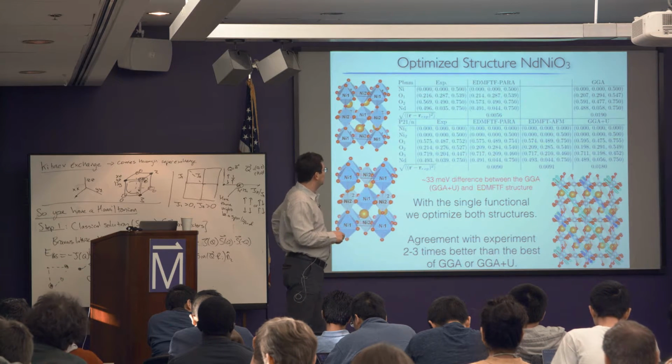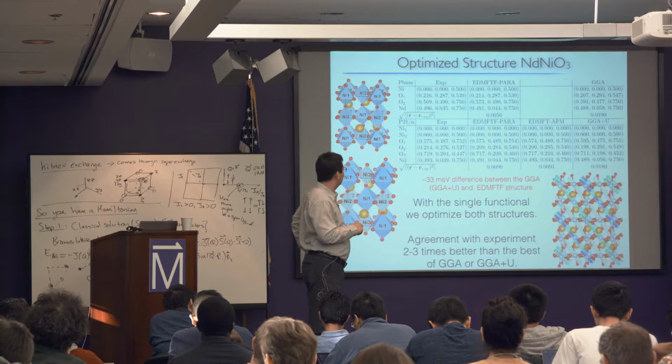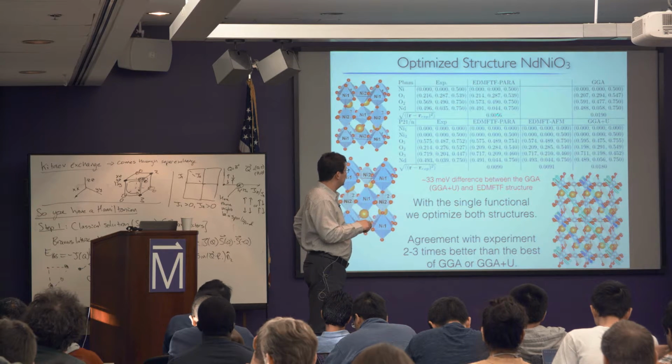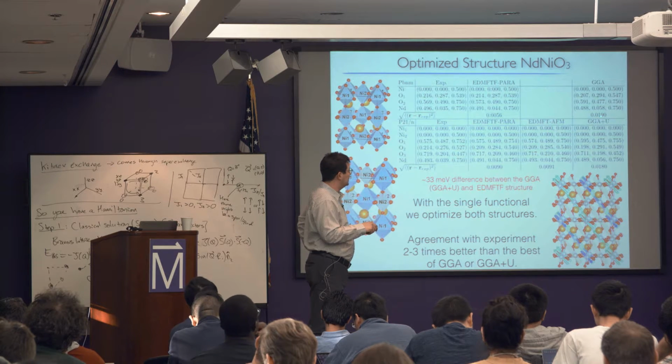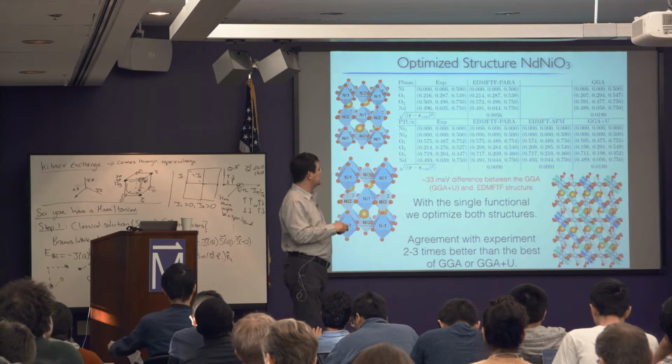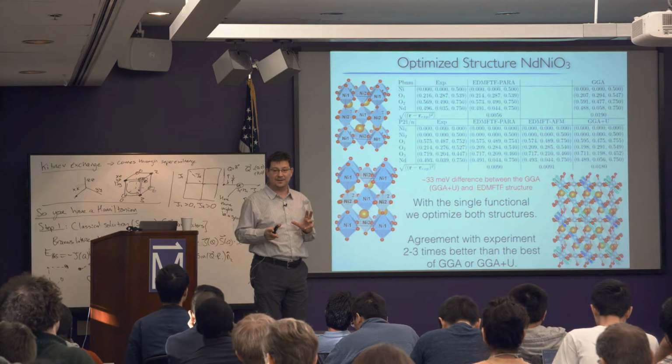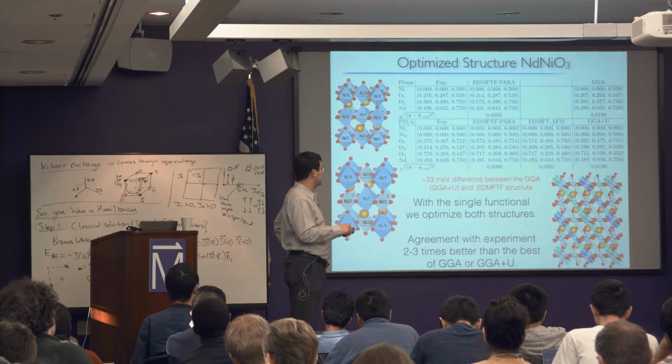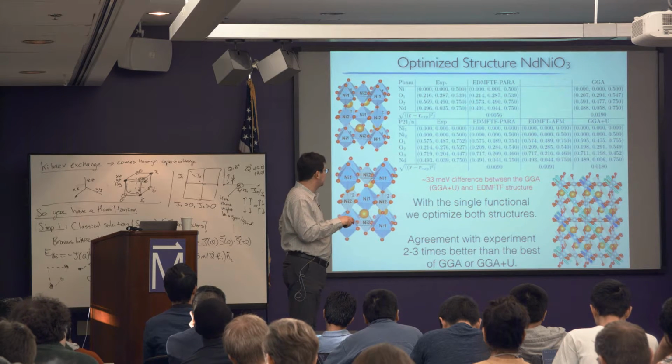Now let's look at the error compared to experiment, the position of atoms compared to experiment. In this paramagnetic phase of DMFT, the error is 5 × 10⁻³, and the GGA error is 2 × 10⁻². So in other words, DMFT is around a factor of 4 better in terms of structure prediction. The high temperature structure is a factor of 4 better.